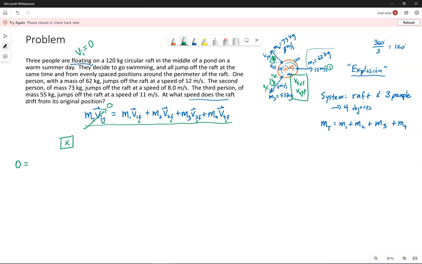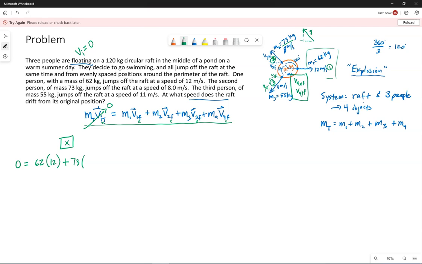So object 1 was the first person I drew. They have a mass of 62 kilograms, and I've chosen their direction to jump off as the x direction specifically. Again, I did that just so one of the velocities was all in one direction. Person 2 has a mass of 73 kilograms. So up here, this person's velocity is 8 meters per second.